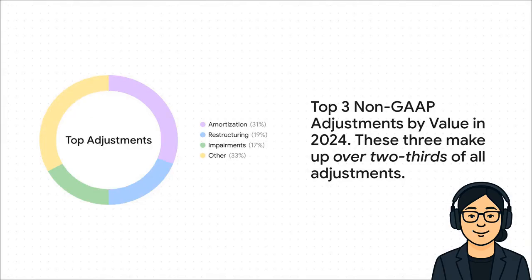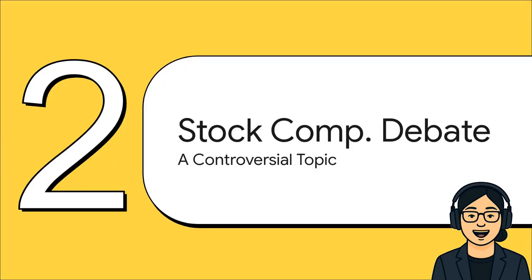And this chart? It shows us exactly what companies are backing out. You can see that amortization of intangibles, that's basically writing down the value of things like brand names after an acquisition, is the biggest chunk, making up almost a third of all adjustments. Right behind that are restructuring costs and impairments. Put it all together, and these three really tell you a story about how much M&A and strategic change is happening out there. Okay, but here's where it gets tricky, because management gets to choose what to adjust.